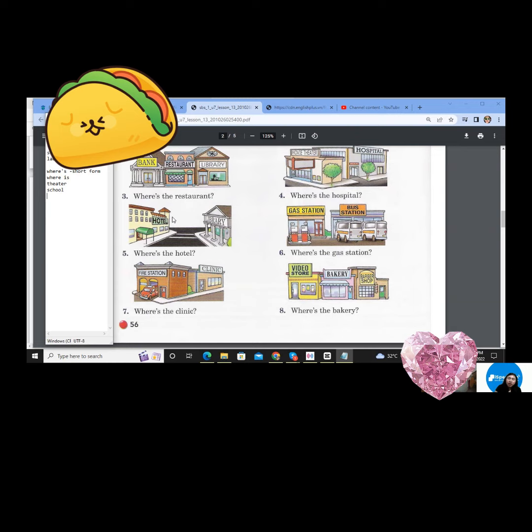Where's the hotel? Okay, look at the picture here. What's this? Can you please read this one? The hotel. Okay, hotel and library. So where's the hotel? The hotel is A, next to, B, between. Are you sure? I will give choices.